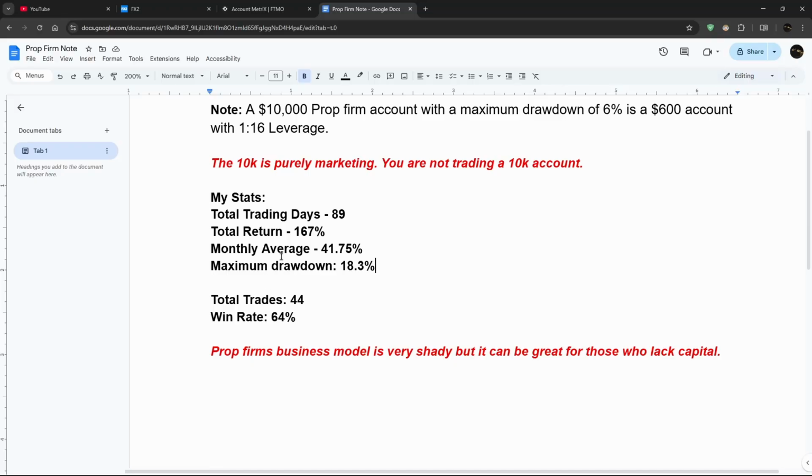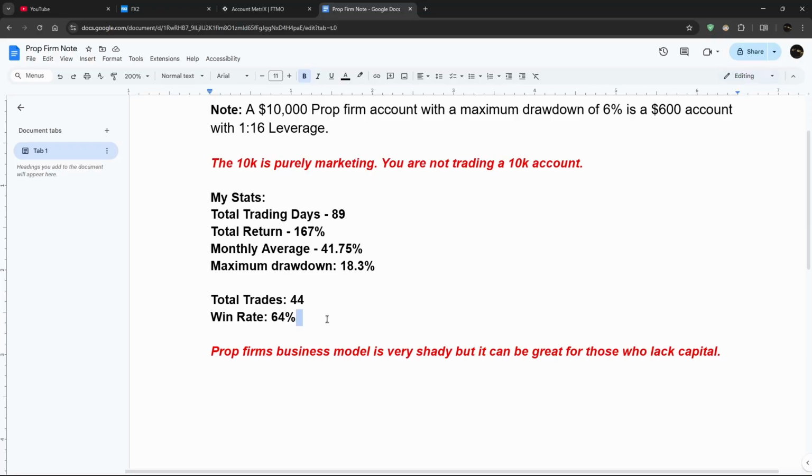This is what I learned from trading prop firm accounts so far. And as mentioned, I'm not going to purchase a prop firm challenge again, because really it doesn't make a lot of sense, in my opinion. There's too much conflict of interest.